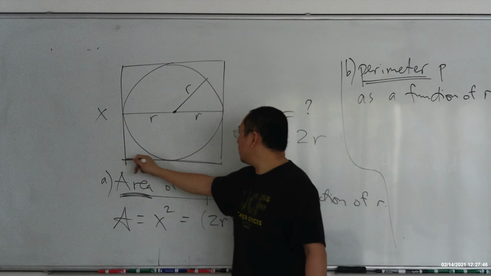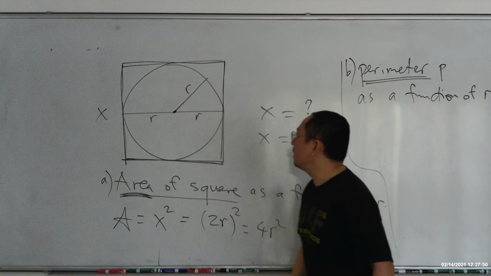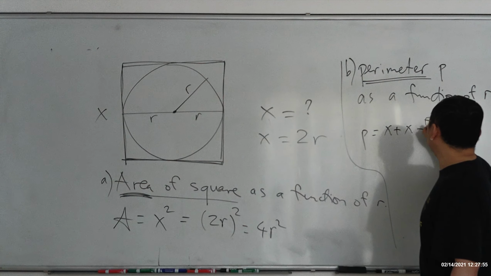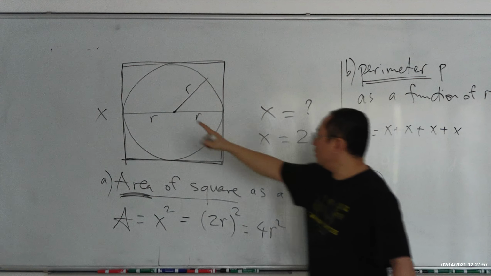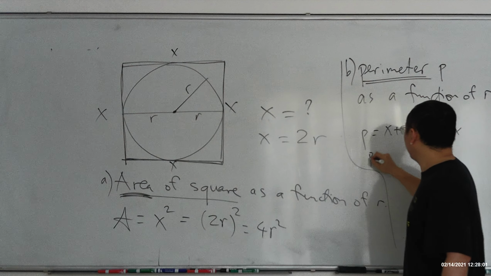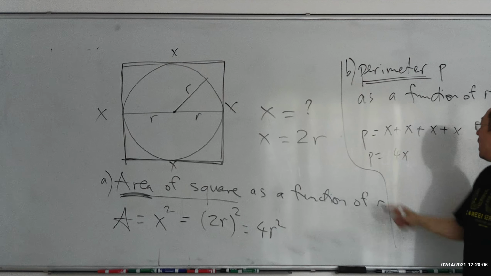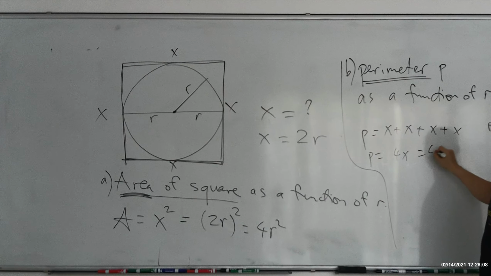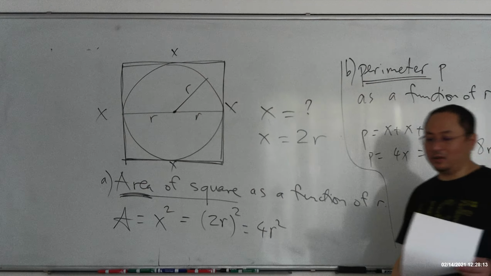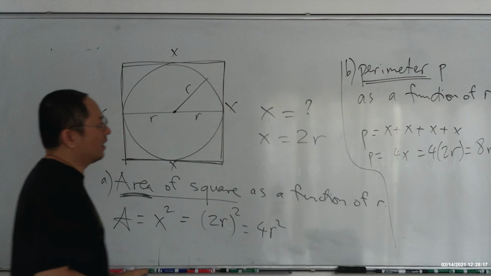Perimeter is the total measure, the length of all the four sides of the square. So if this is x, the perimeter is x plus x plus x plus x, 4 of them, right? 1, 2, 3, 4, 4x. So P equal to 4x. And we know that x is 2r because that's a function of r. So 4 times 2r, which is 8r. We done the problem. Ask you to find the perimeter as function of r.